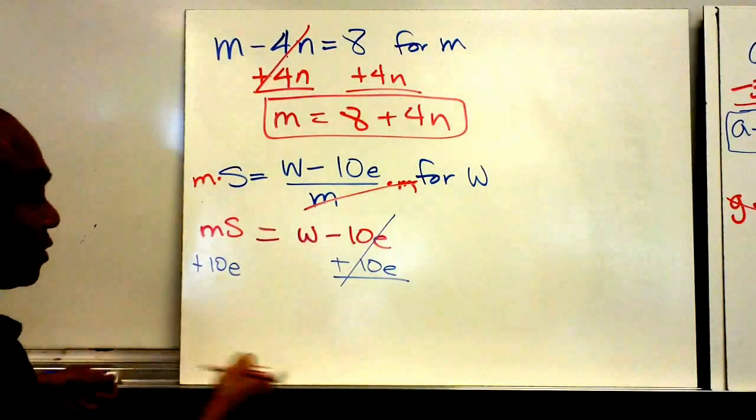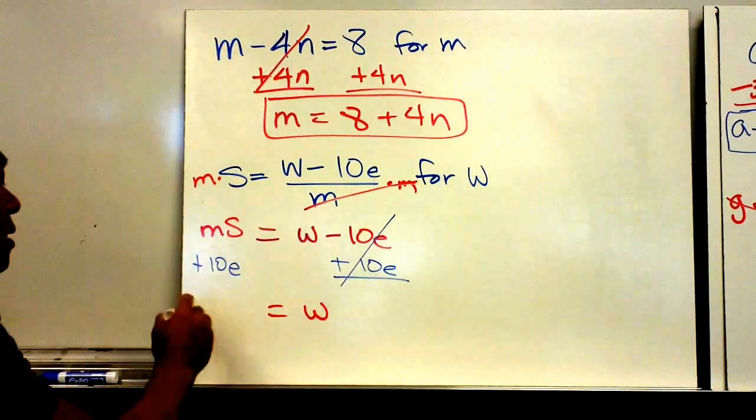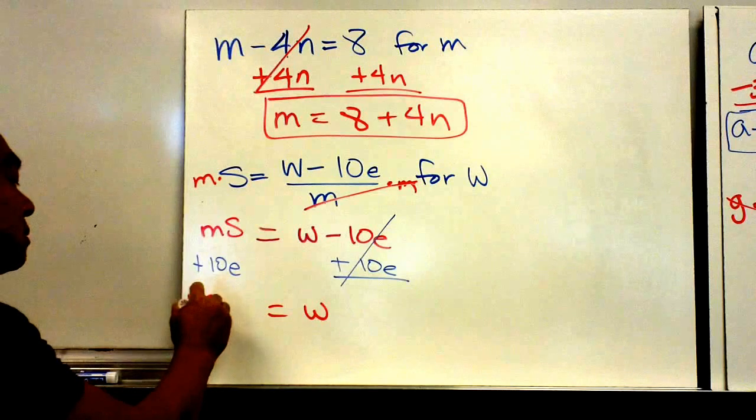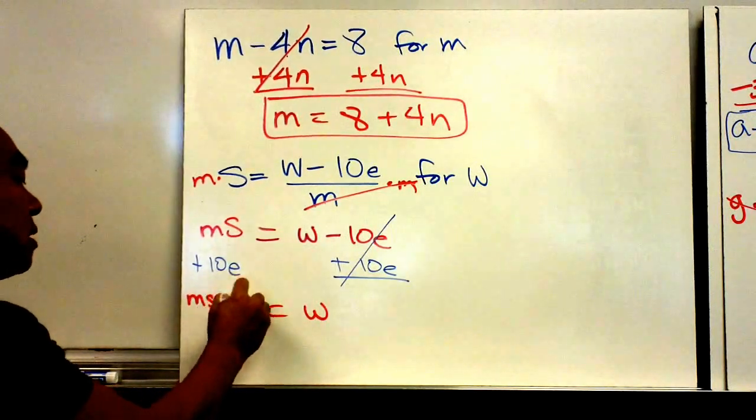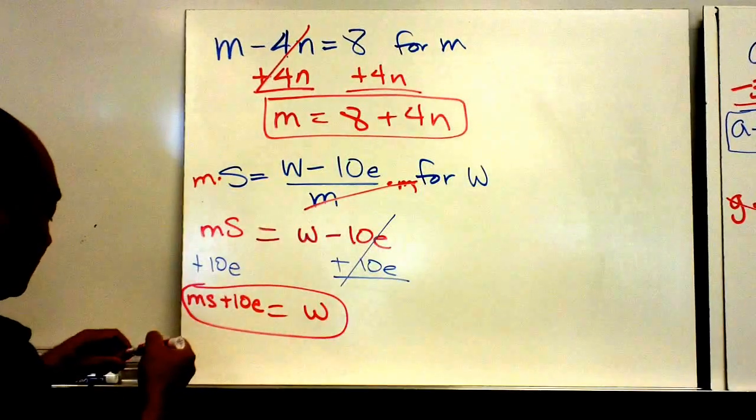And so our answer is going to be w, which is what we want. And then on this side, it'll be m times s plus 10 times e. And that is our answer for this.